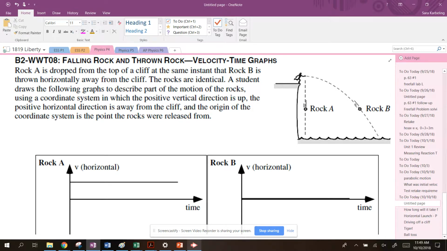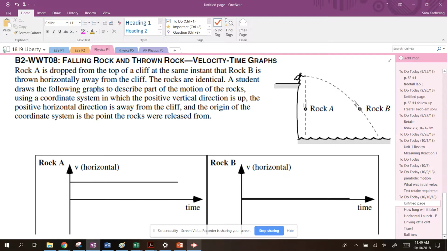A rock A is dropped from the top of a cliff at the same instant that a rock B is thrown horizontally from the cliff. Do you feel as though we've talked about this situation before? Perhaps even that you've seen it before your very eyes? I hope. We had the ball bearings last Wednesday, a week ago today.